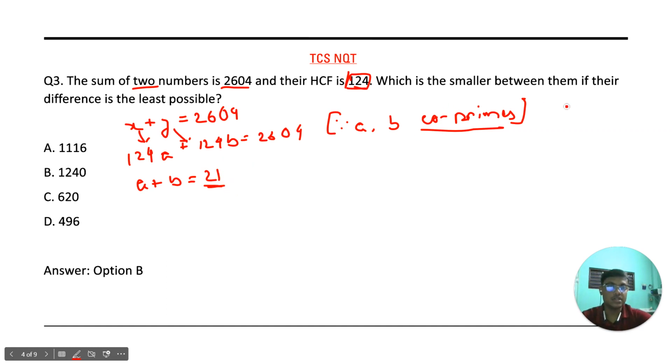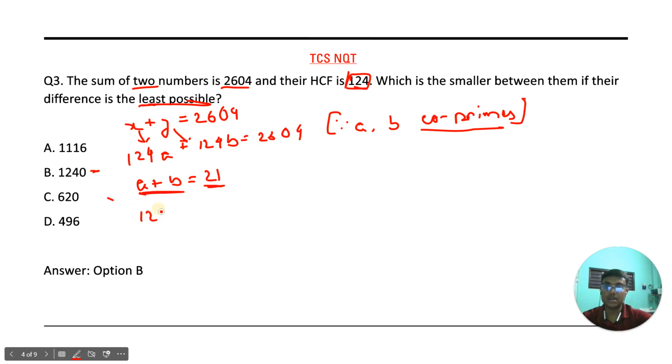Now it is said to find the smaller number if their difference is least possible. This is a very vital point to mark in the question. There can be multiple such combinations that can be built out of this equation, but here it has been said that the difference is least possible. As the difference is least possible and the greatest number here we can see is 1240, so let's see if 1240 can give us the numbers or not. So 1240 is the actual number.